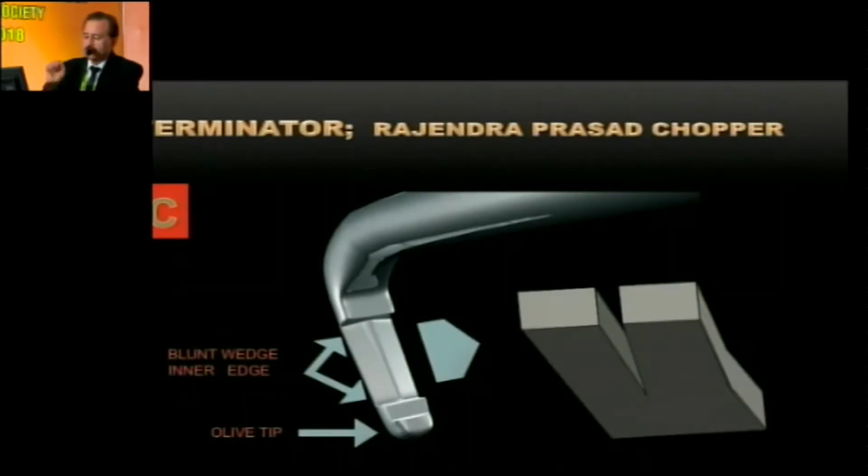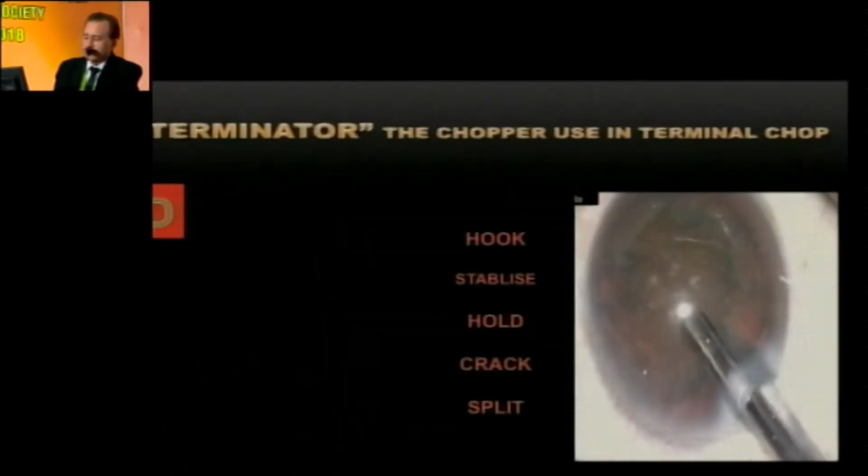So this is the device which has to be used for cracking, because this is a terminator, which is basically not a chopper, it's a cracker. When you hook this chopper at the equator of the nucleus, and slightly draw the chopper into the nucleus, it starts cracking. The cracking happens because of the stress phenomenon, the stress concentration, what you can see here.